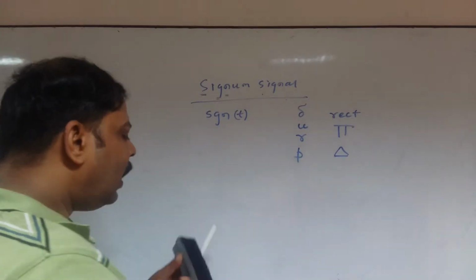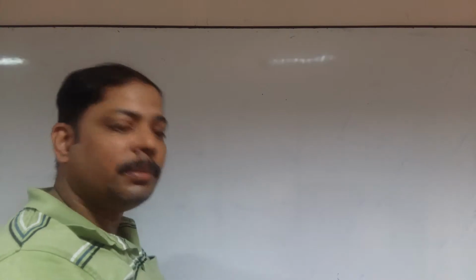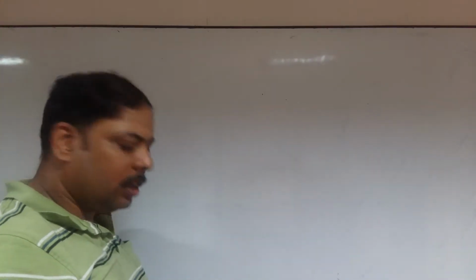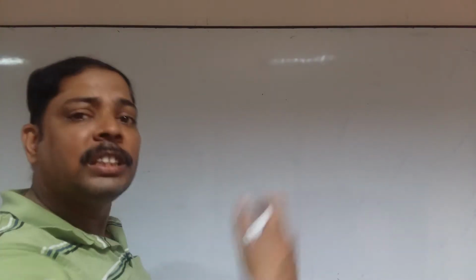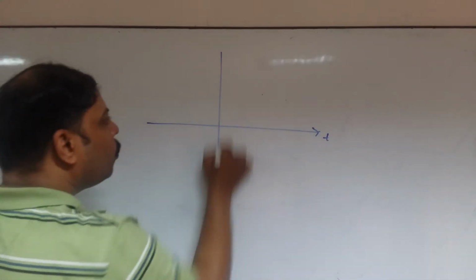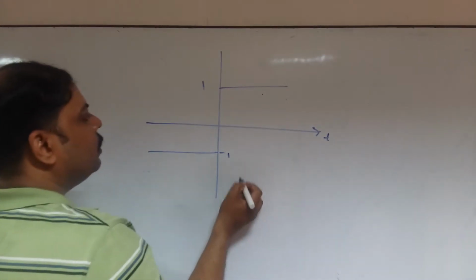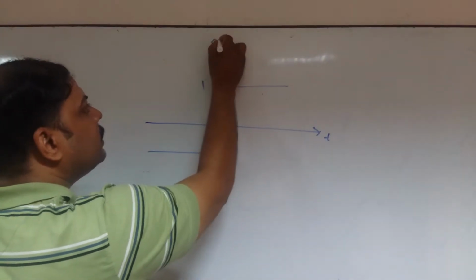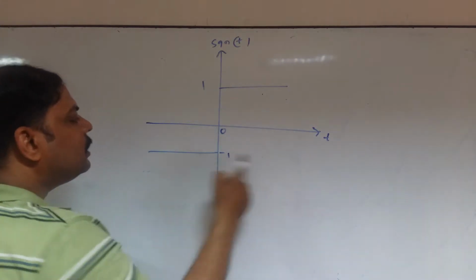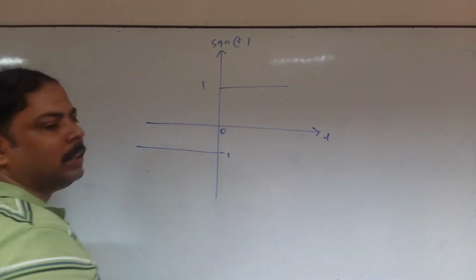Now, what is this signum signal? How to define this signum signal? It has a definition. You have to know the definition. Which signal is known as the signum signal? This particular plot that I have drawn here, this is 1, this is minus 1. This signal SGN(t) is known as the signum signal.